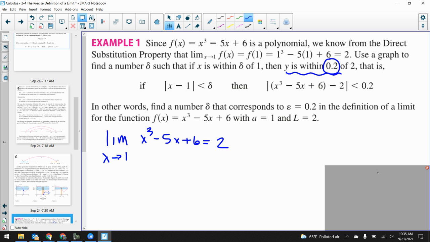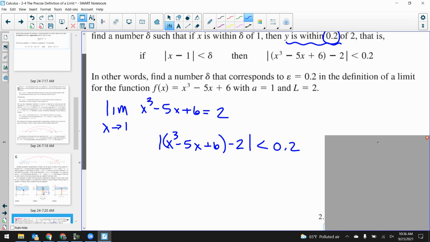Take a look here. If I want my distance from 1 to be less than delta, then this needs to be true, right? This absolute value of x to the third minus 5x plus 6 minus 2, because wouldn't we all agree that's the difference away from my outputs to 2? I want that to be less than 0.2. Where did I get that 0.2? It was given to me within the problem. I always have to give you the epsilon, and if I don't give you the epsilon, it's a proof. So I'm giving you the epsilon of 0.2.